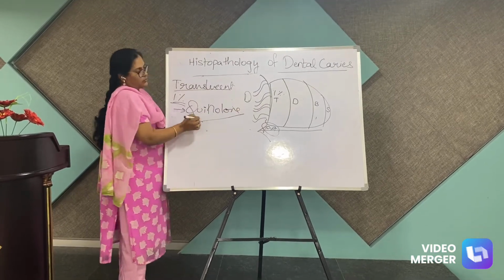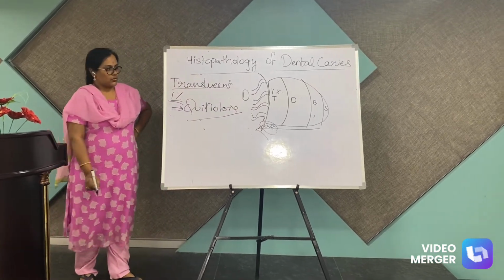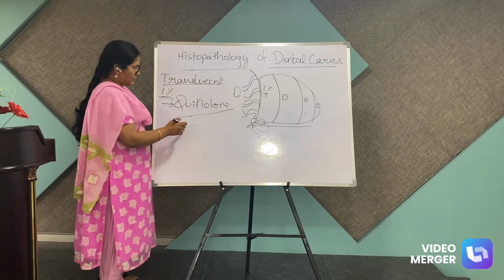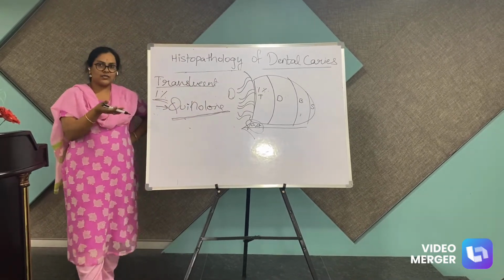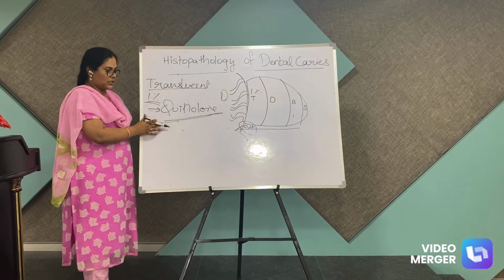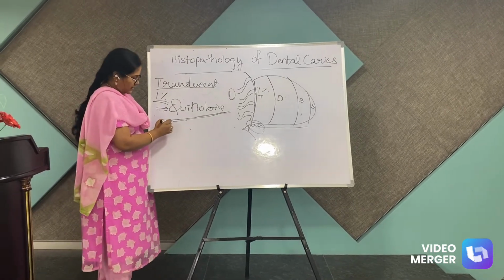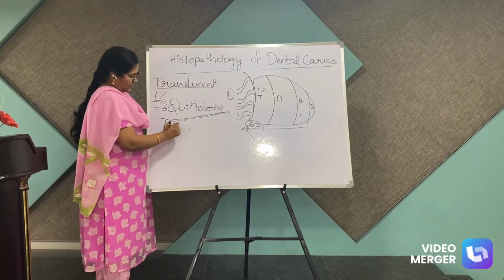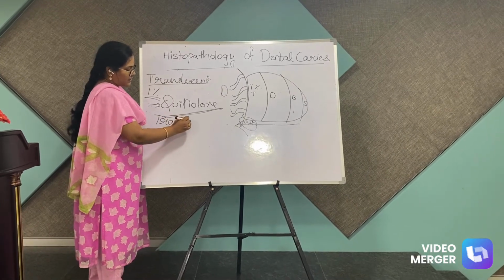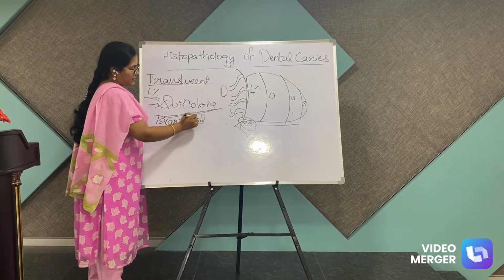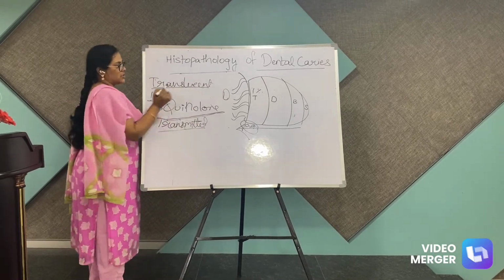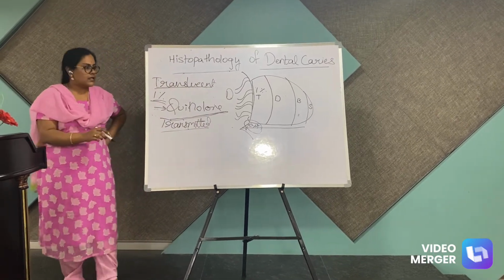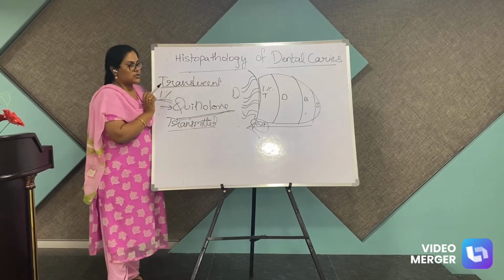Okay. When the quinolone medium was used and the tissue sample was imbibed with quinolone and observed under transmitted light, they found it to be structureless or translucent. That is why it is known as the translucent zone.